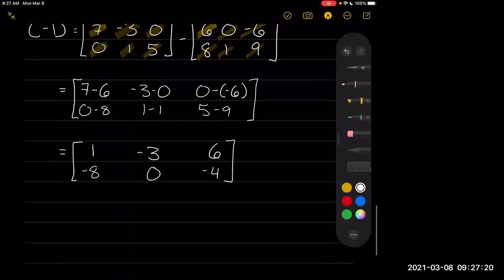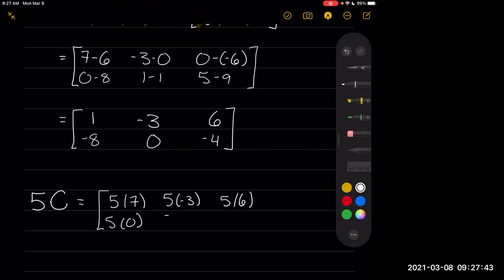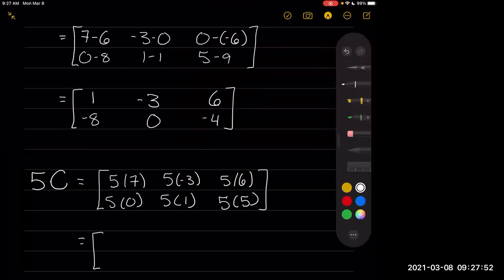And then we can also look at what happens when we scale a matrix by a constant. So if we look at 5C, that's going to give us 5 times every entry in C. So that's 5 times 7, 5 times -3, 5 times 6, 5 times 0, 5 times 1, and 5 times 5. So then simplifying, we get 35, -15, 30, 0, 5, and 25.